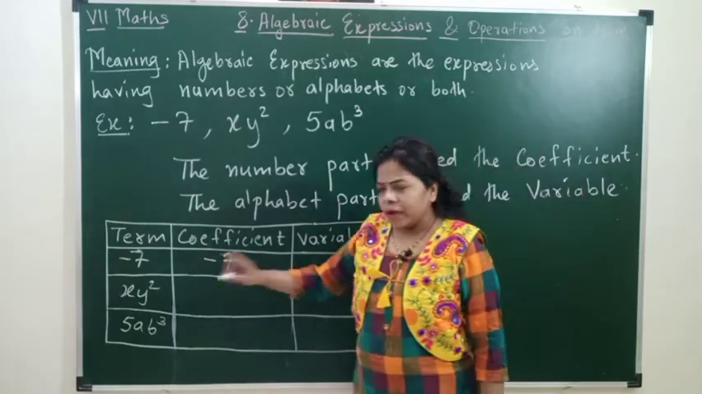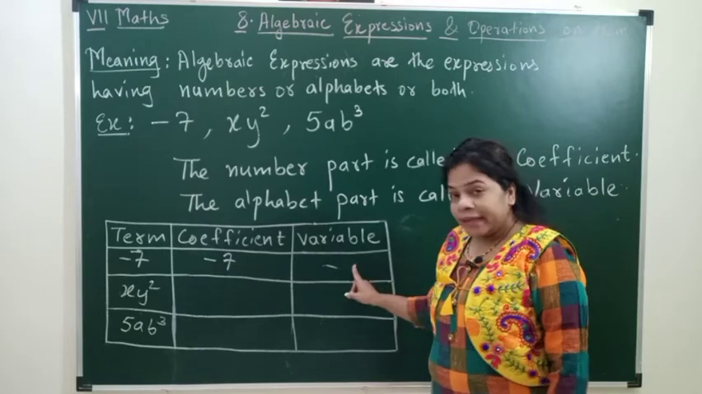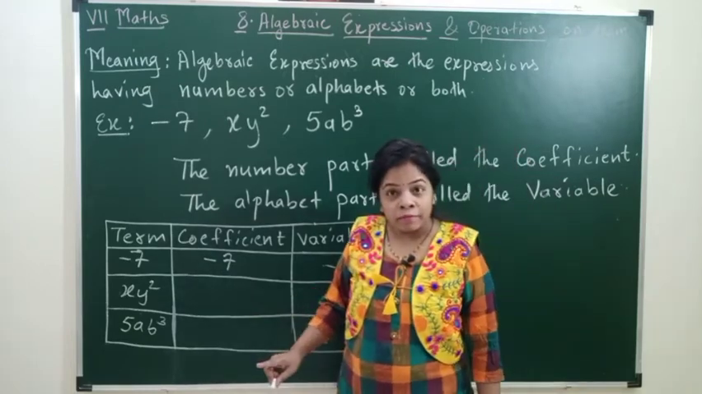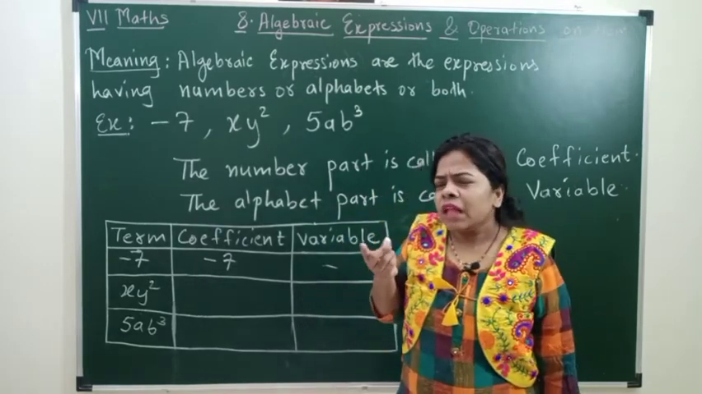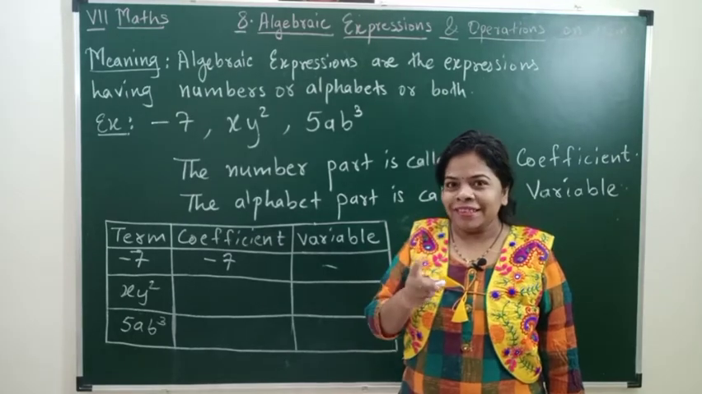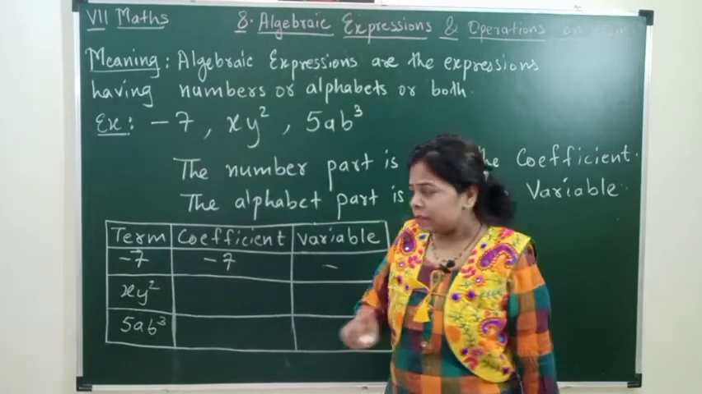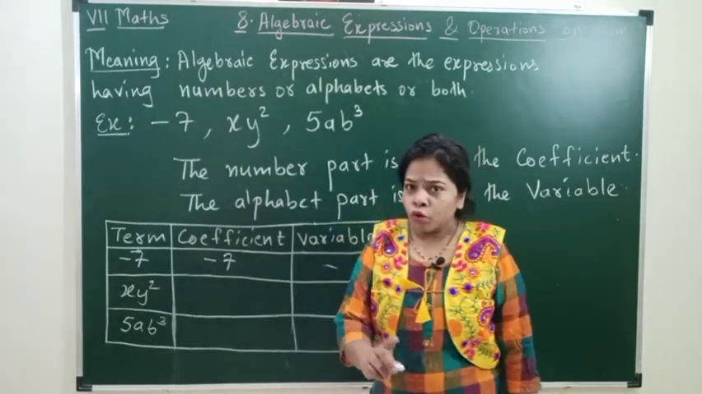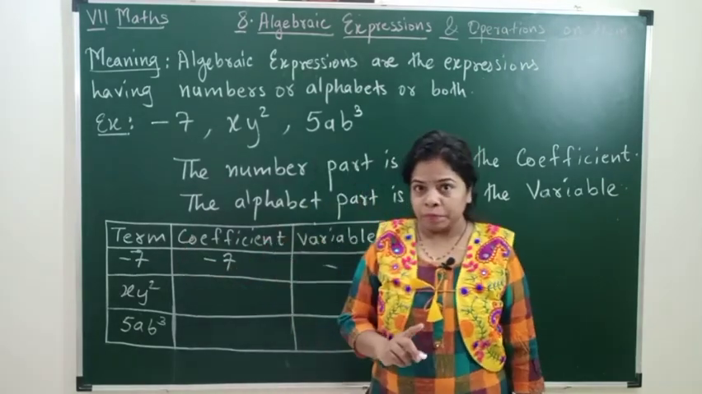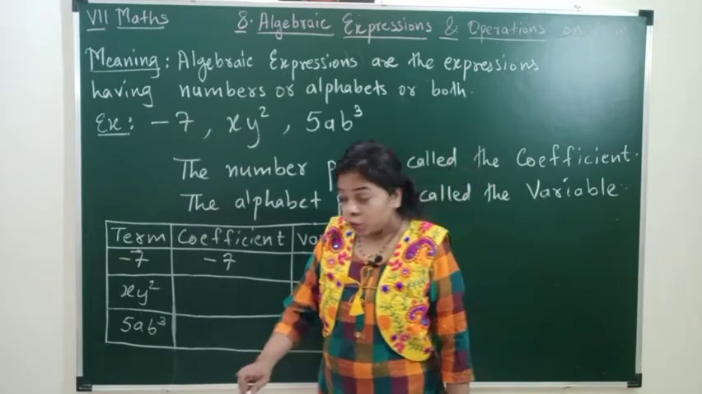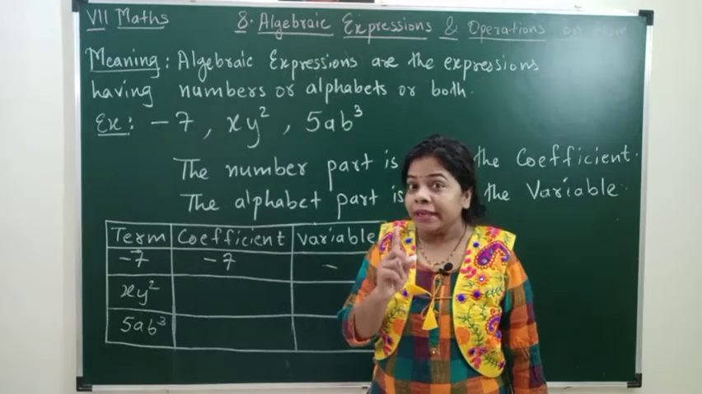Next one, XY square. Is it having a number children? The way we have put a dash here, can I put a dash here? Some of you will say yes, and some will think yes or no. But my answer would be, if you put a dash here, that means there is no coefficient. No coefficient means no number, because coefficient means number. The number is 0. And when the number is 0, 0 into x into y square will be 0.